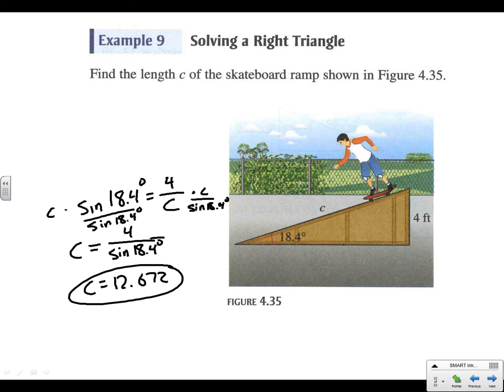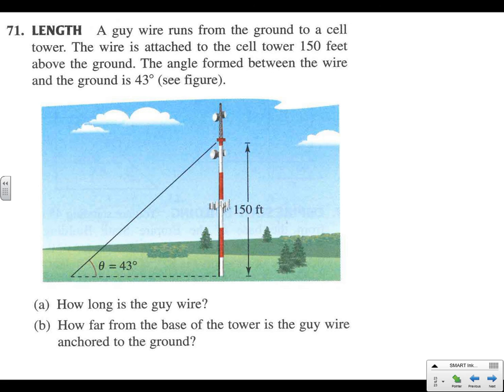All right, last one for you to try. Give it a shot. The guy wire is our hypotenuse in this case, so we're going to say sine of 43 is opposite over hypotenuse. And so the hypotenuse, we can flip this around, is 150 over the sine of 43 degrees. Plug it into the calculator, and we get 219.942.